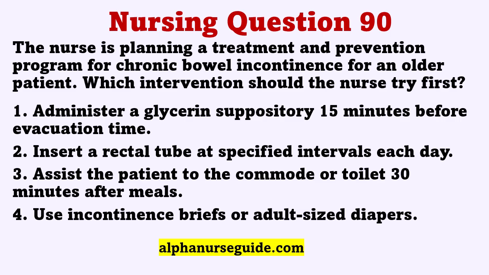The correct answer is 3. Assist a patient to the commode or toilet 30 minutes after meals. Rationale. The goal of bowel training is to establish a pattern that mimics normal defecation, and many people have the urge to defecate after a meal. If this is not successful, a suppository can be used to stimulate the urge. The use of incontinence briefs is embarrassing for the patient, and they must be changed frequently to prevent skin breakdown. Routine use of rectal tubes is not recommended because of the potential for damage to the mucosa and sphincter tone.